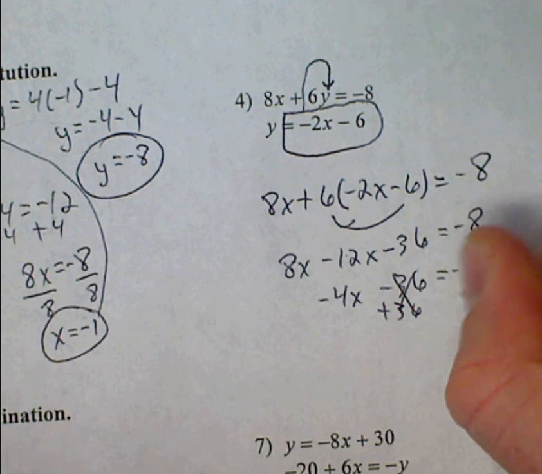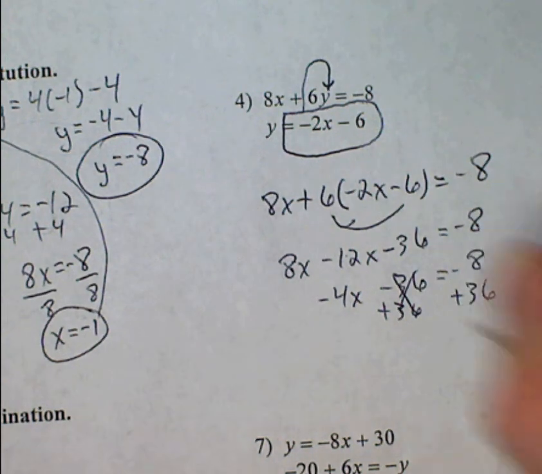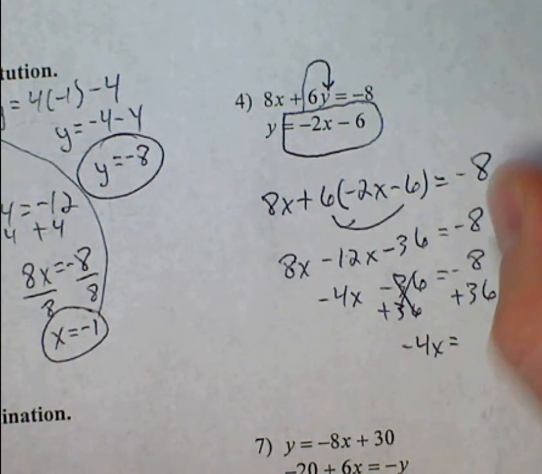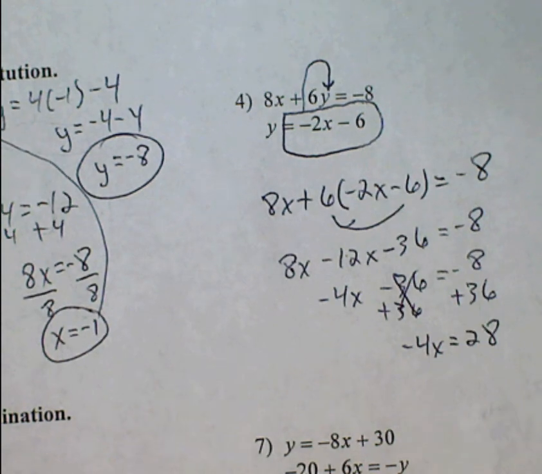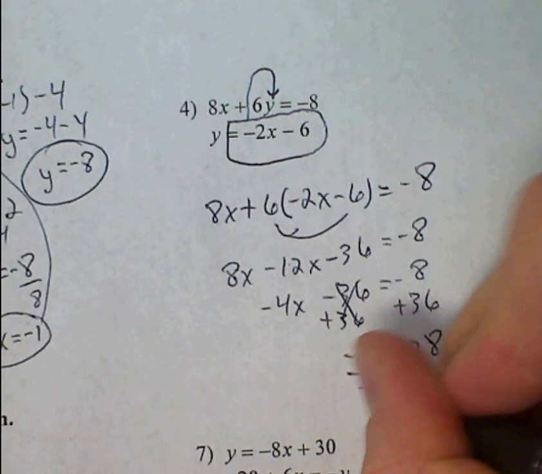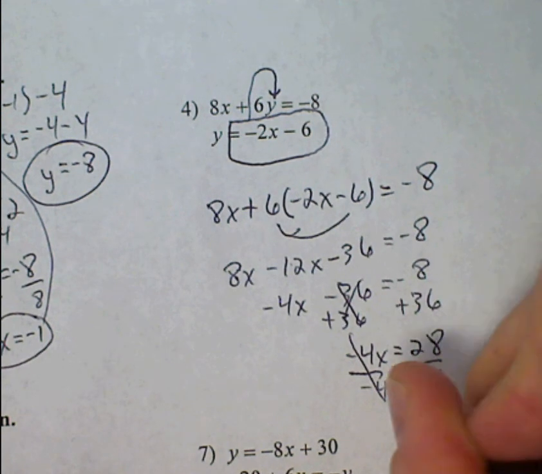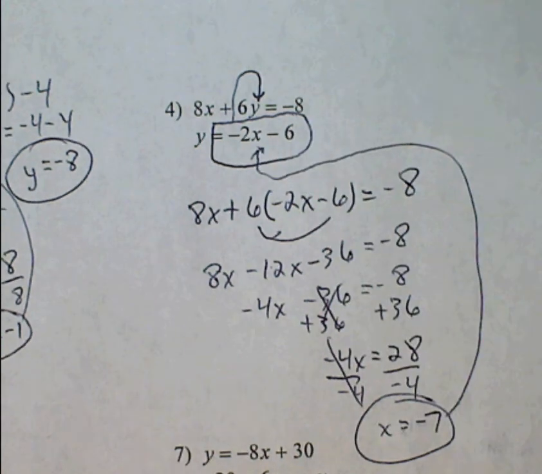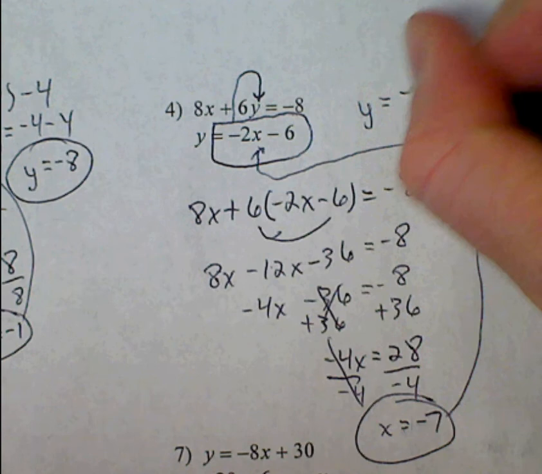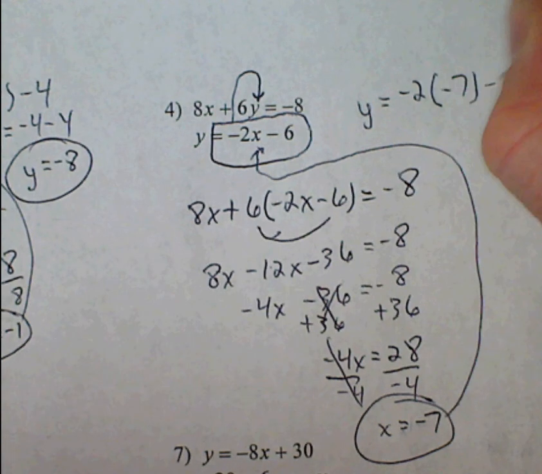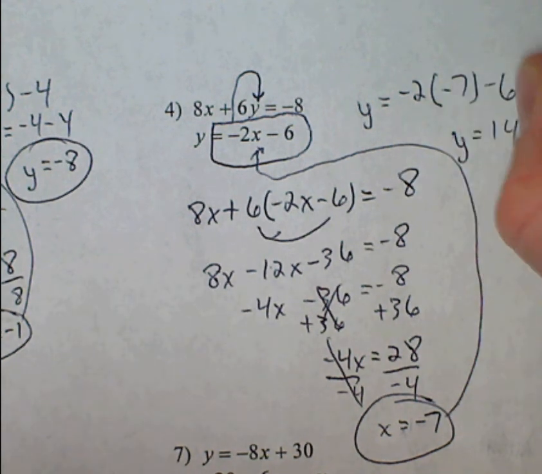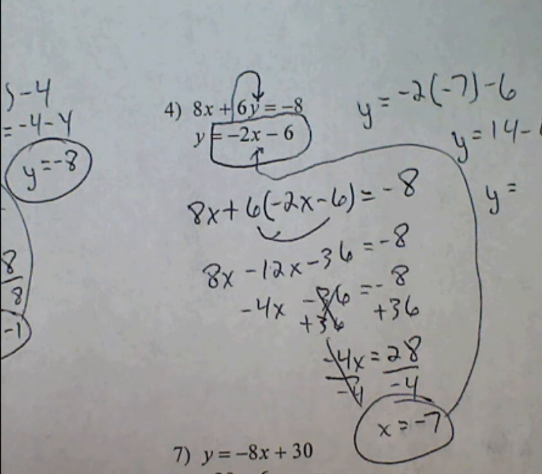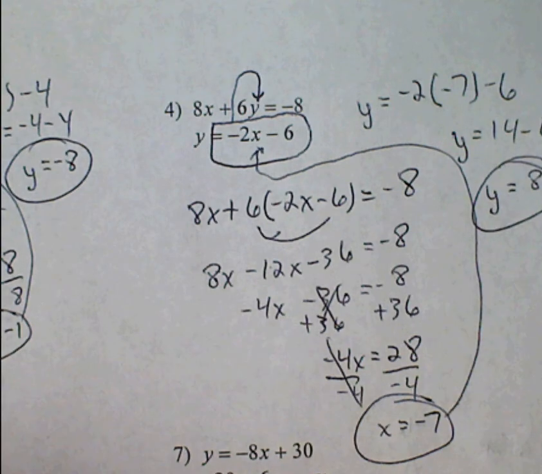Add 36. Add 36. Negative 4x equals 28. Divide by negative 4. X equals negative 7. If x equals negative 7, I plug it back into either equation. Y equals negative 2 times negative 7 minus 6. Y equals 14 minus 6. Y equals 8.